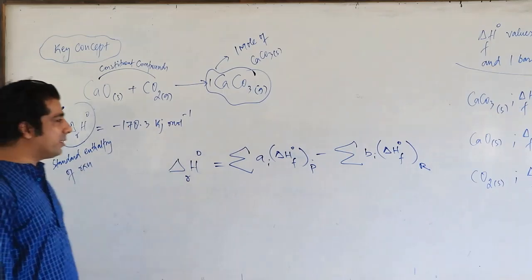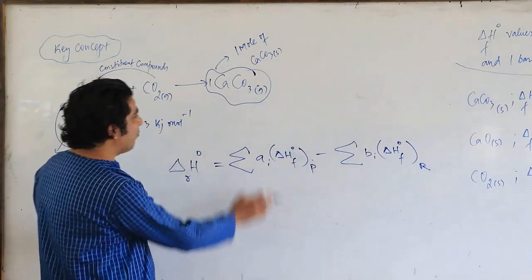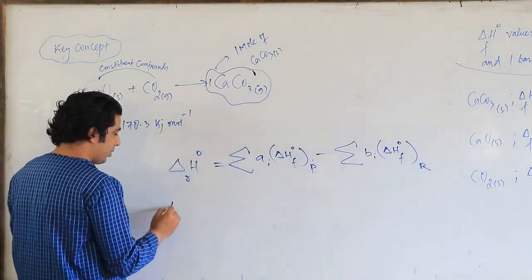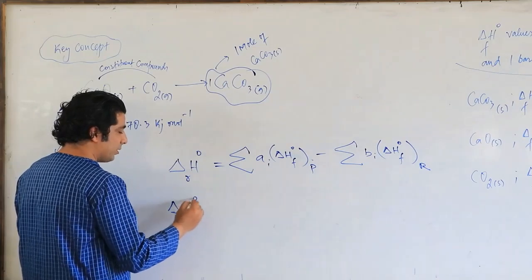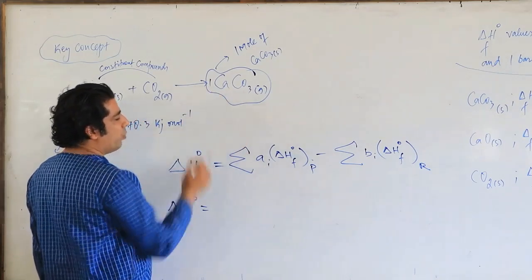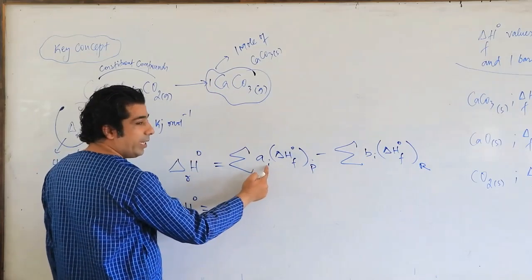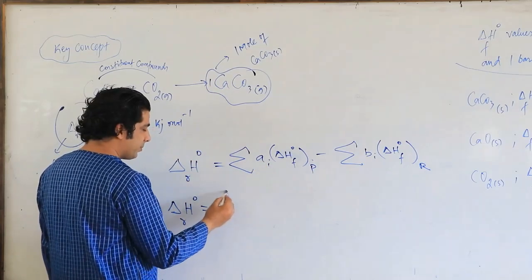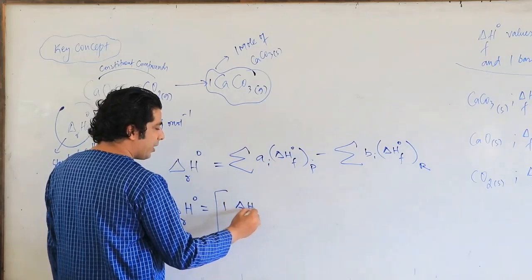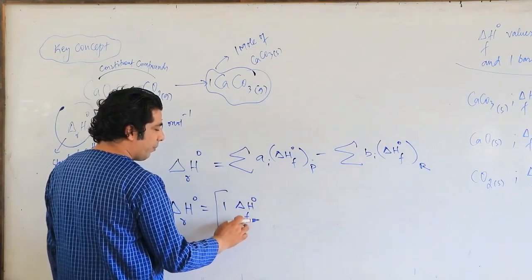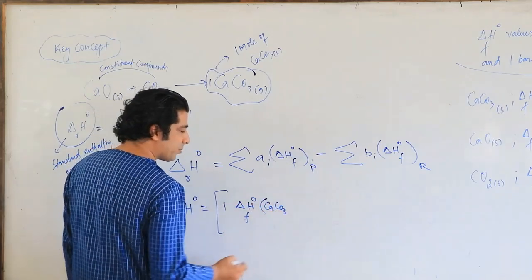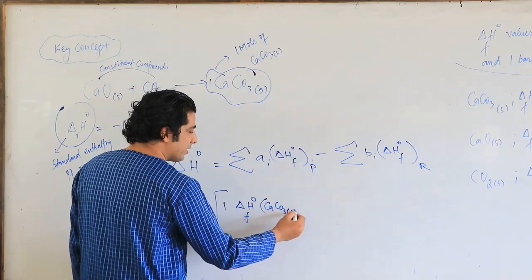So my dear friends, first of all we will see what our products are. Our product here is calcium carbonate. So I will write delta HR naught is equal to the sum of the products. We have only 1 mole of product here, so the coefficient will become 1. Then I will take the delta HF naught value for my product. Who is my product? Calcium carbonate, in solid state.